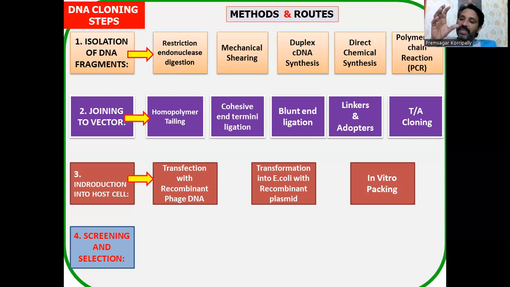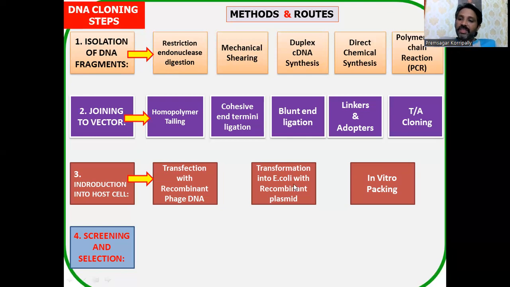Once you get that ligation mixture, if you incubate it with E. coli, then it is absorbed. So recombinant lambda phage DNA, if you incubate it with its host, is injected into the host cell. That is what is called transfection, and it forms the plaques.